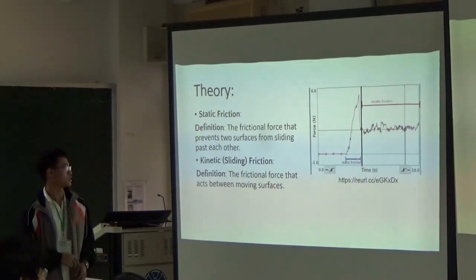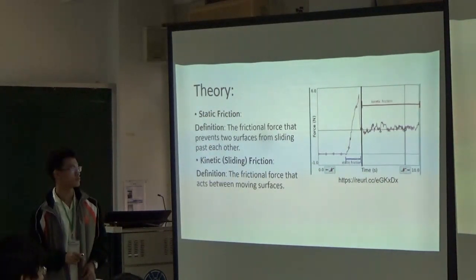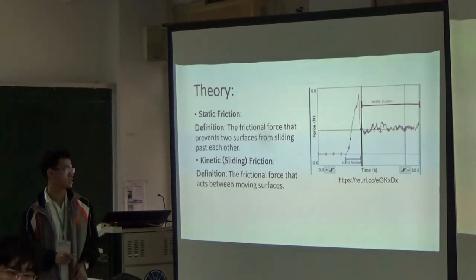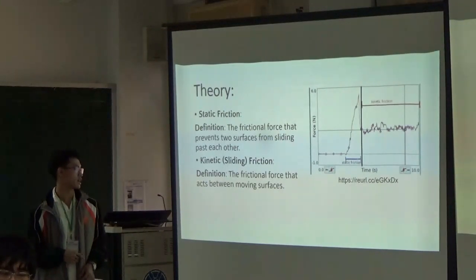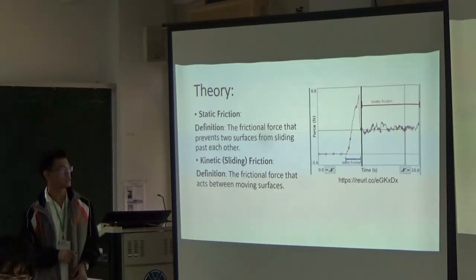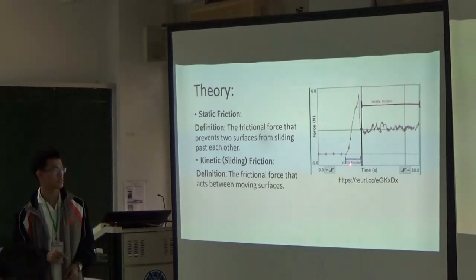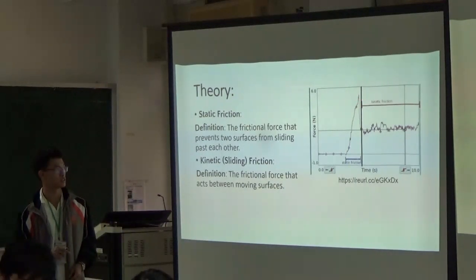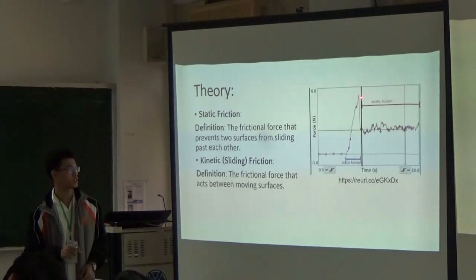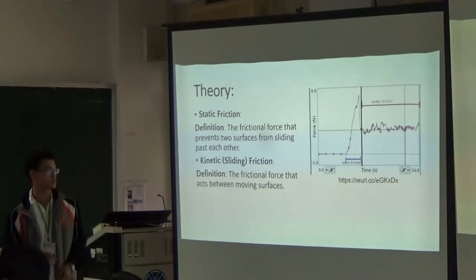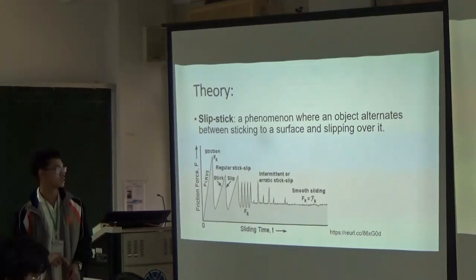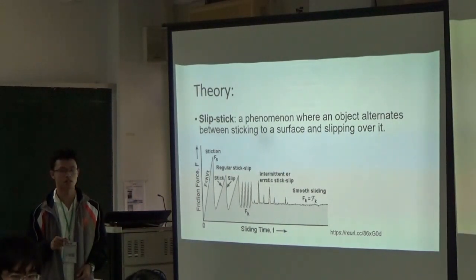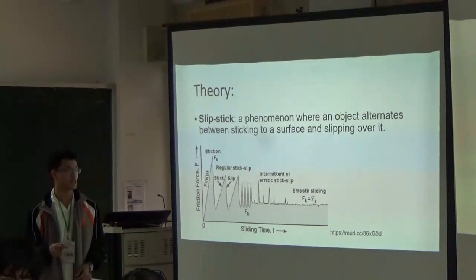And this is our theory. The static friction: the friction force that prevents two surfaces from sliding past each other, and the kinetic sliding friction: the frictional force that acts between moving surfaces. And in this picture, you can see that this process is the static friction, and when it reaches the maximum of the static friction, after it will go to the kinetic friction. Stick-slip is a phenomenon where an object alternates between sticking to a surface and slipping over it, and it will repeat again and again.